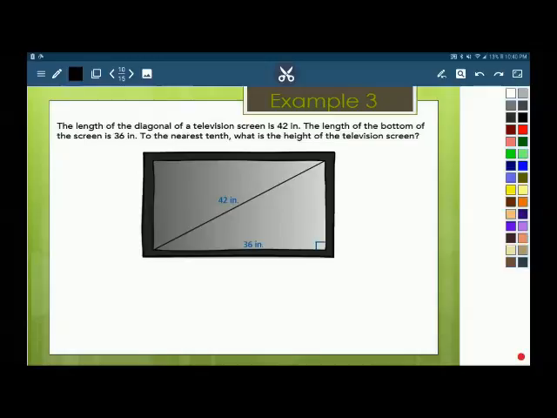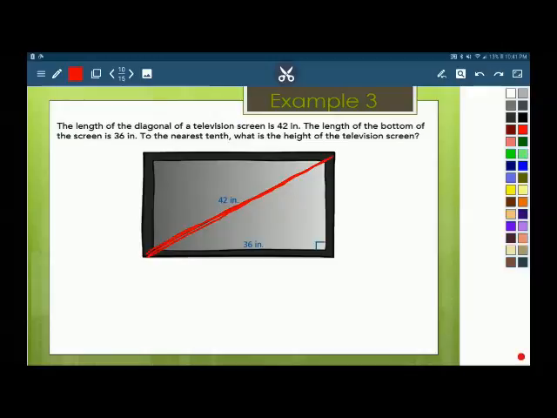Now, in fact, this is a real-life thing. A lot of televisions are measured by their diagonals. So if you're wanting to know if a TV screen is going to be able to fit in a certain area in your home, you may need to apply the Pythagorean theorem.